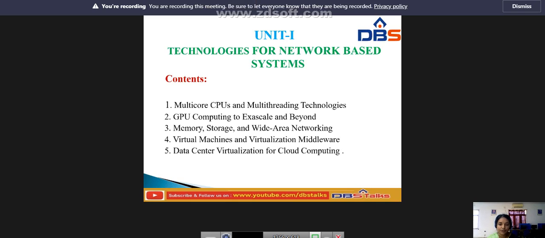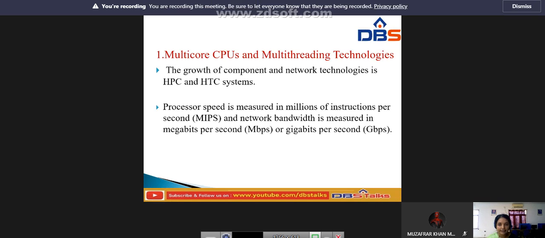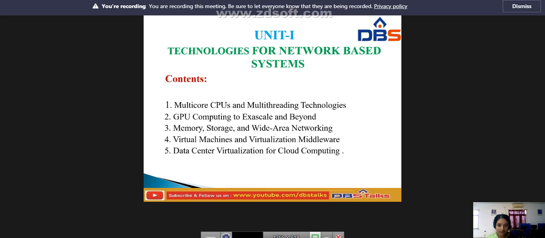Today in this section I am going to explain multi-core CPUs and multi-threading technologies, GPU computing to exascale and beyond, memory storage and wide area networking, virtual machines and virtualization middleware, and data center virtualization for cloud computing. These are the different topics I am going to explain in this section, technologies for network based systems.